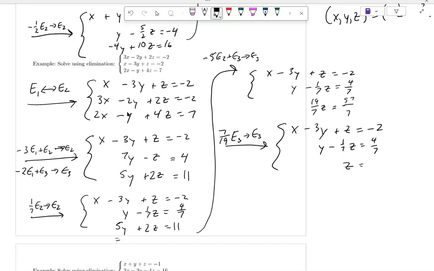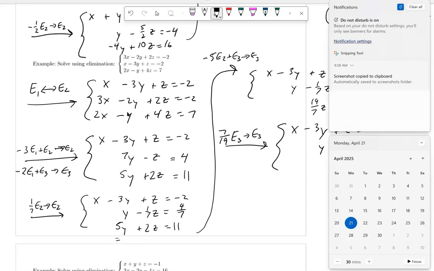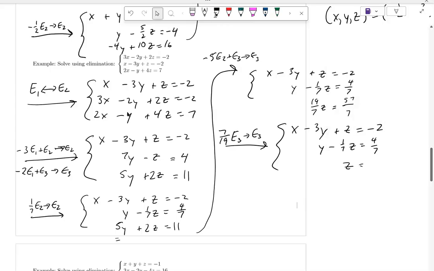What do you get when you take 57 over 7 and multiply by 7 over 19? Actually, it comes out to be nice. The 7s will cancel. 57 divided by 19 is what? You get 3, don't you? Yep, 3. I agree. Cool. Have we put this in triangular form now?